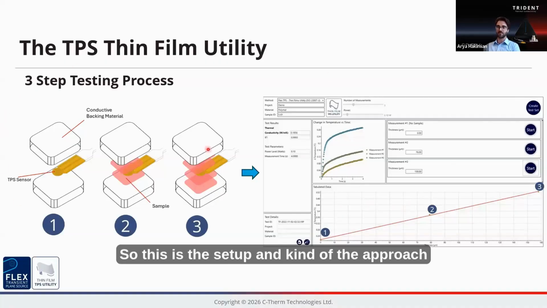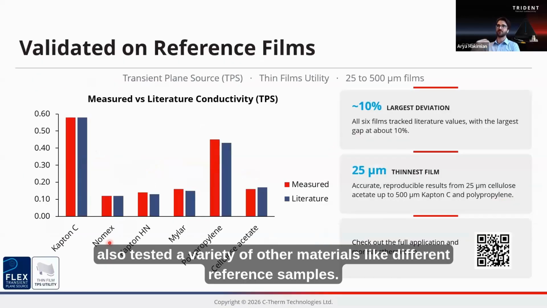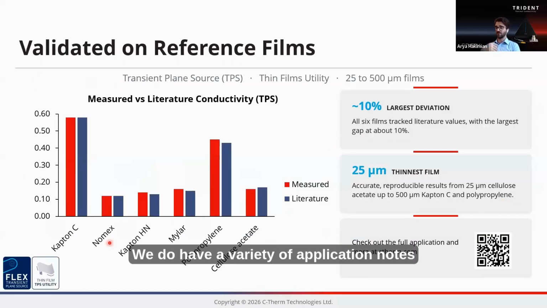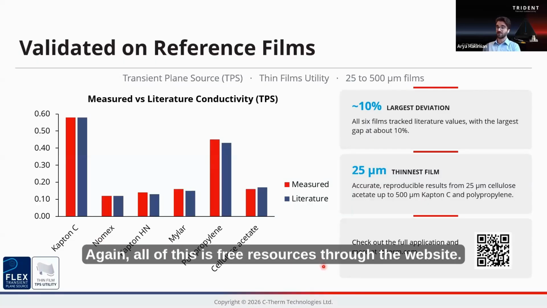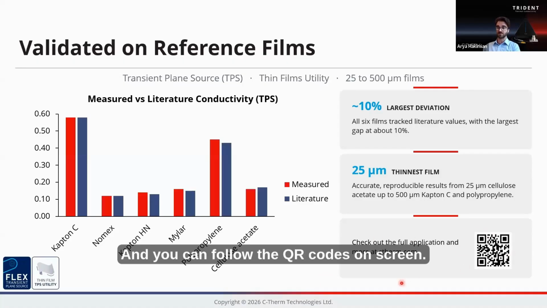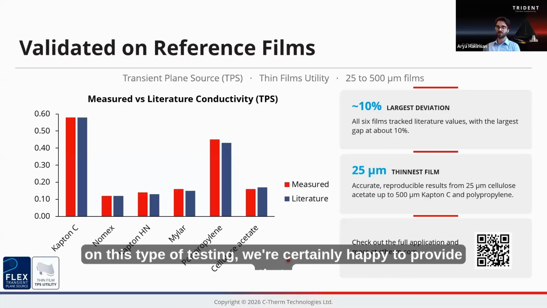So this is the setup and the approach that was used in the testing of the adhesive films that Matt will be going in to present here shortly. But we've also tested a variety of other materials, like different reference samples. We do have a variety of application notes on TPS and specifically the thin films utility that are available. Again, all of this is free resources through the website, and you can follow the QR codes on screen. But if you are looking to get more examples or more information on this type of testing, we're certainly happy to provide that.